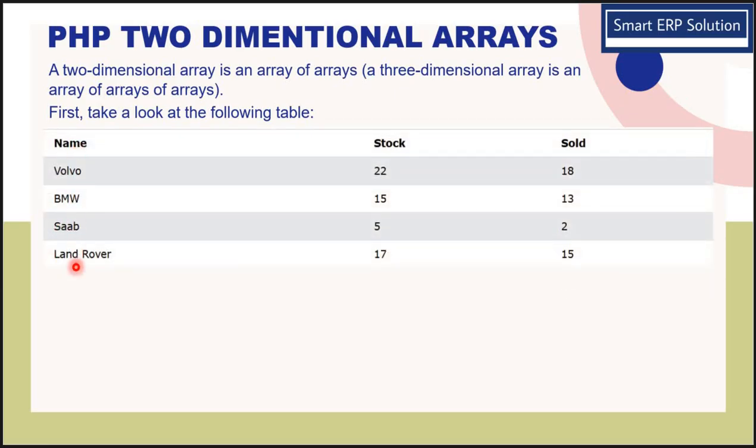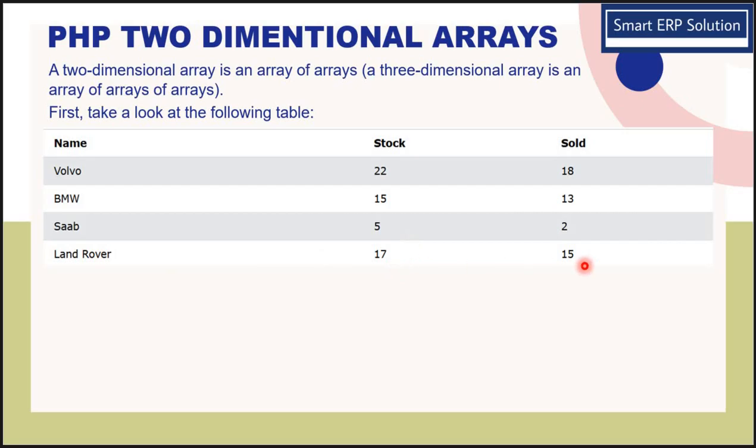This is the name of the car. This is the stock quantity of the car, and this is the number of cars sold. Volvo stock 22, sold 18. BMW stock 15, sold 13. Saab stock 5, sold 2. Land Rover stock 17, sold 15.